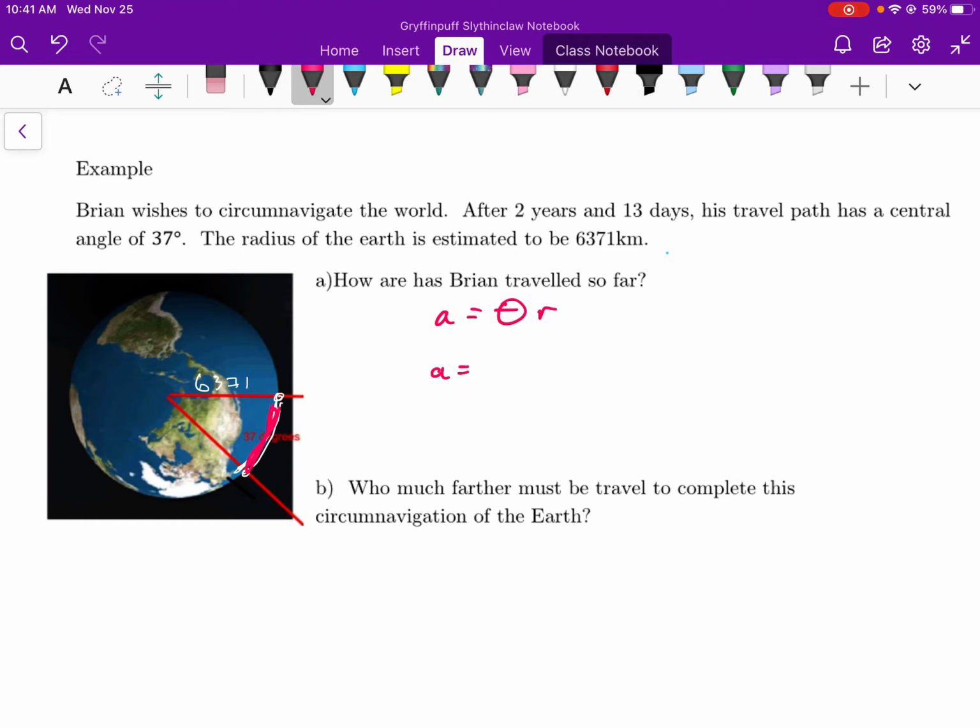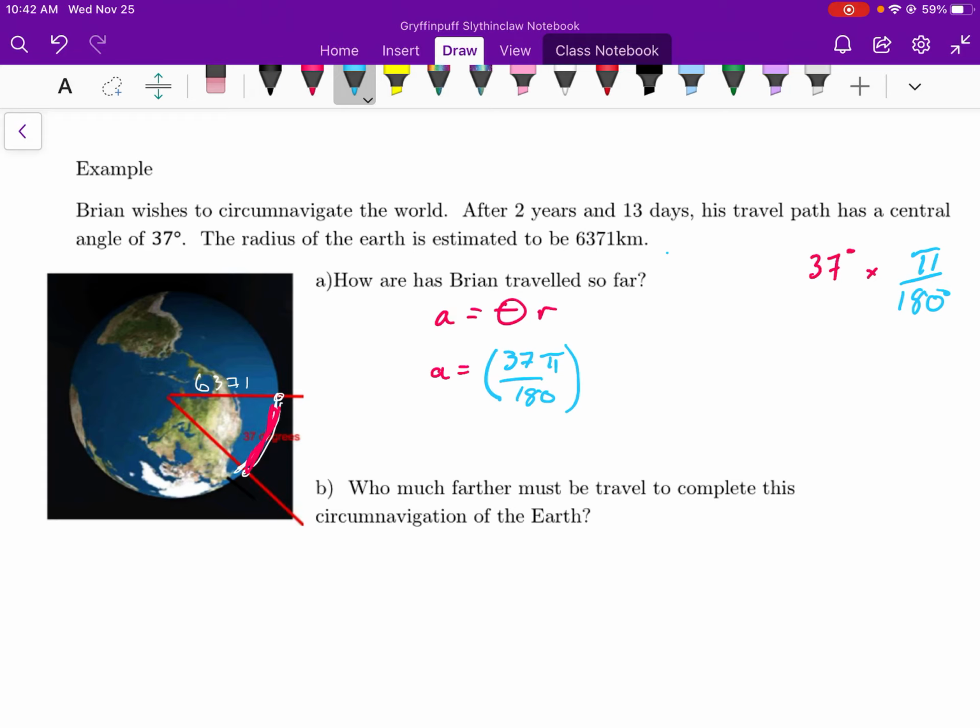So A is equal to theta. Now, it has to be in radians, so I'm just going to take 37 degrees and convert that into radians. By the way, I know it's not this, because when I multiply, there would be 2 degrees in the numerator. That's not what I want. I need to divide out degrees. So it is going to be 180 degrees divided by pi. So my angle is going to be 37 pi divided by 180.